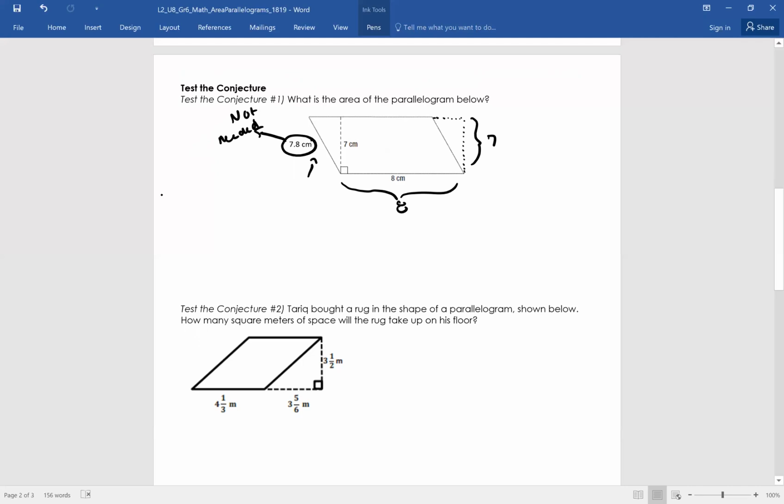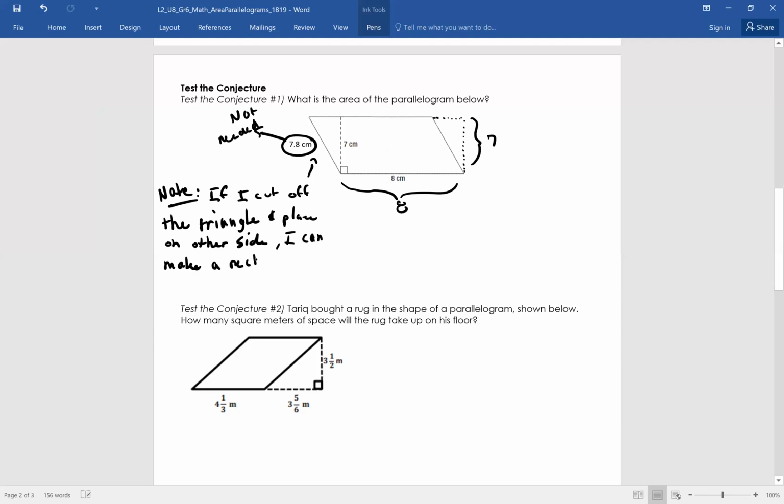So I'm going to leave you a note real quick. If I cut off the triangle and place it on the other side, I can make a rectangle. Now, some of you may have access to paper to where you can do this right now, but if you can't, just go ahead and imagine it. Imagine just taking this little triangle right here and placing it right there. Just imagine it. And it's just gonna look like a rectangle.